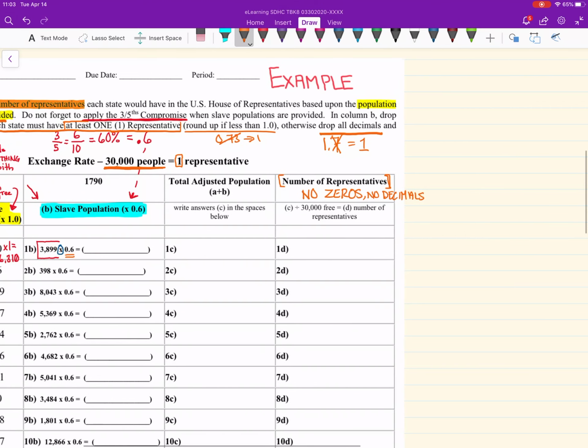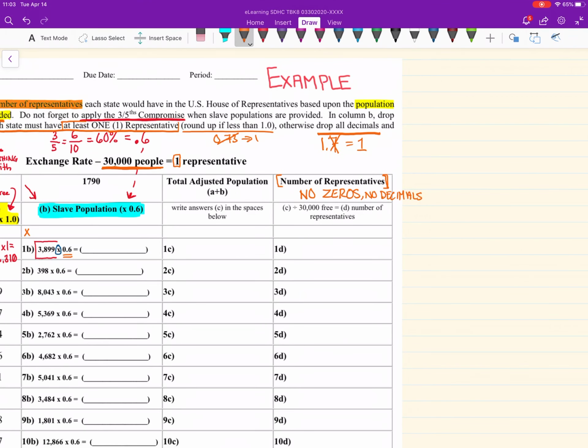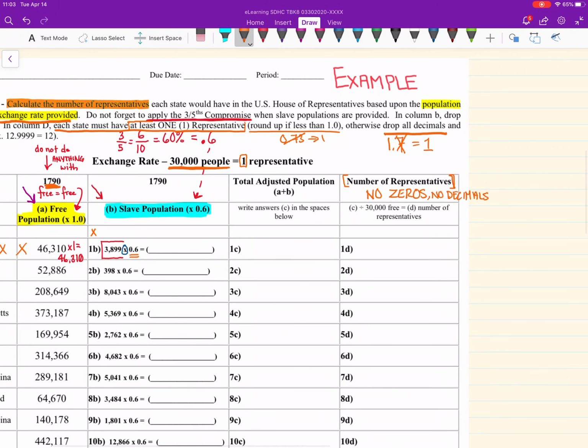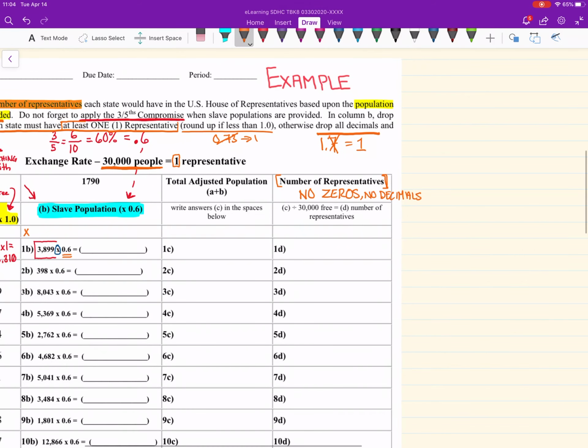Okay, so let's go back over here. I'm going to take the population of Delaware, which in 1790, from the first census, the population was 46,310. Excuse me, the free population was 46,310 people. The slave population, or non-free or other person's population, was 3,899. So going over to the right, I'm going to do 3,899. Multiply that by 0.6. That decimal is very important.